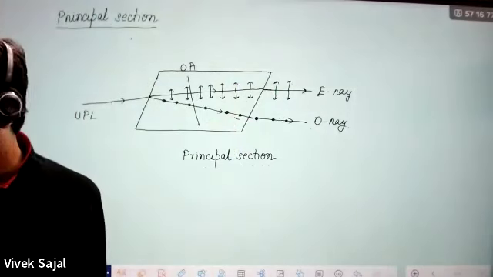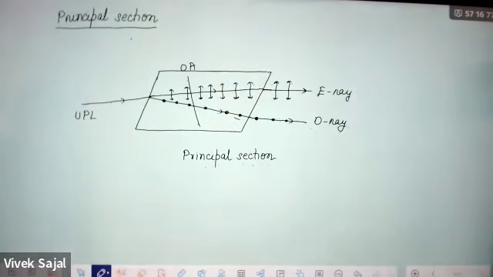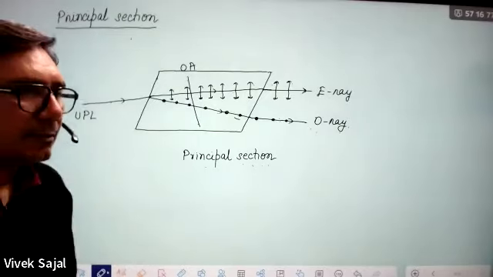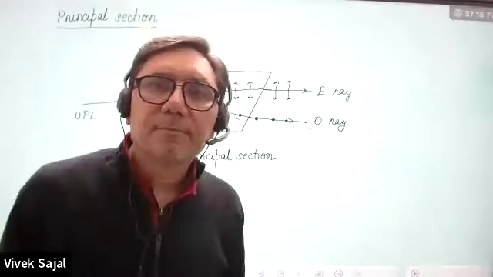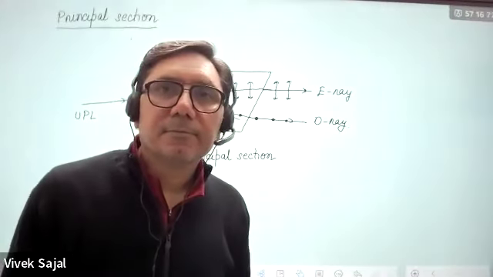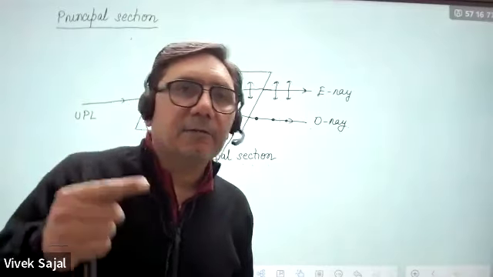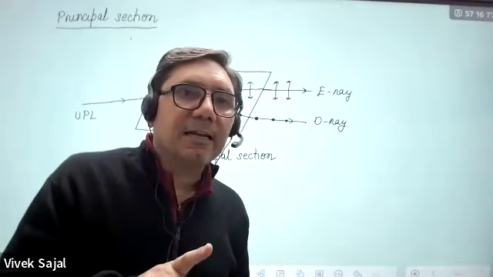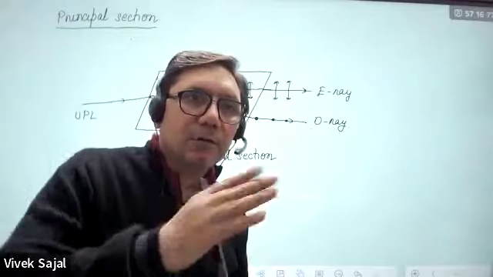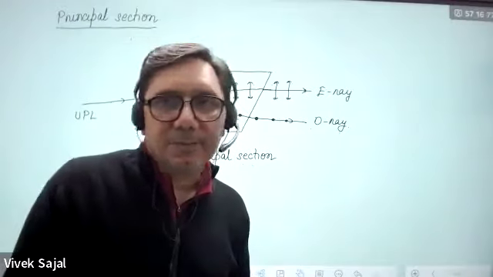Sir, why is it that for a particular unpolarized light there will be only one principal section? You told that for a particular unpolarized light there will be only one principal section, right? If you are launching the light from another direction, then corresponding to that there will be a principal section.